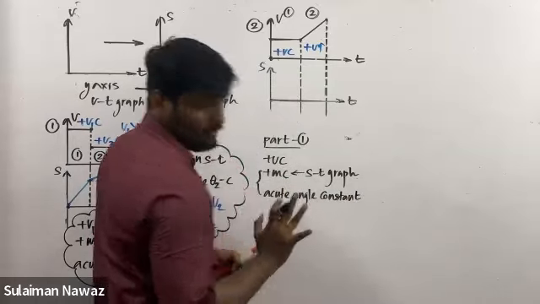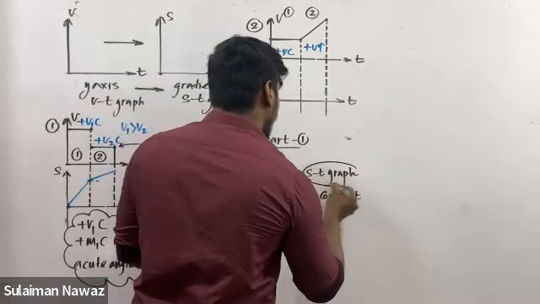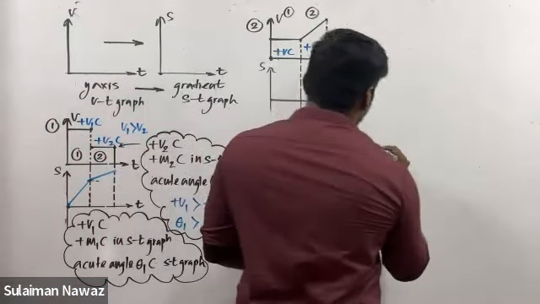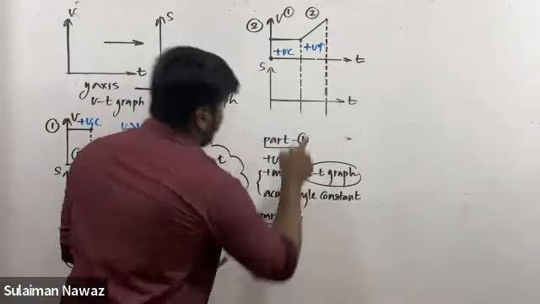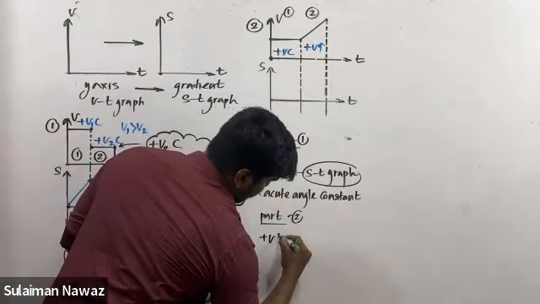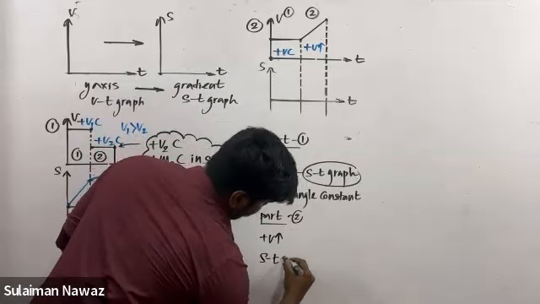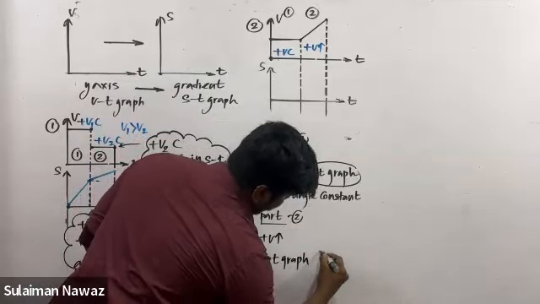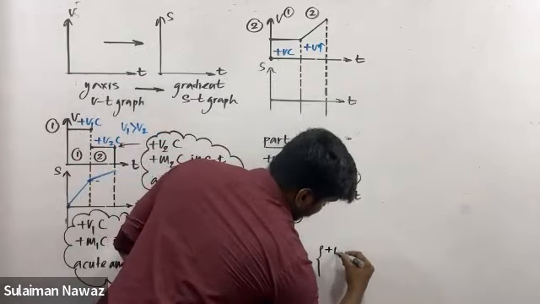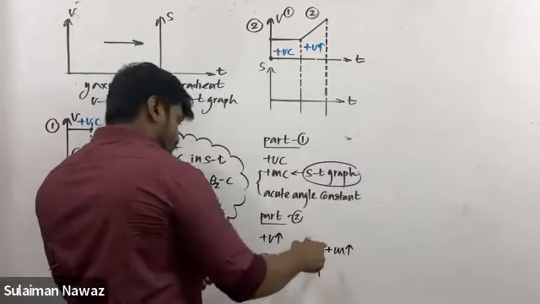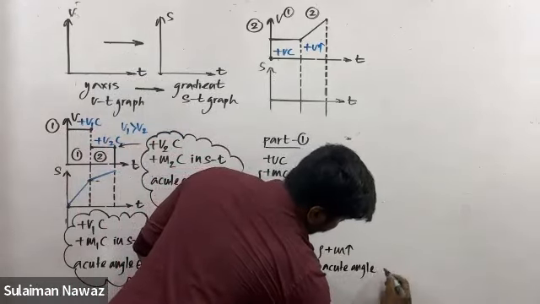Right. So then graph part 2. Positive velocity increases. In ST graph, positive velocity increasing means positive gradient increasing. Positive gradient increasing means acute angle increasing. I told you these things.